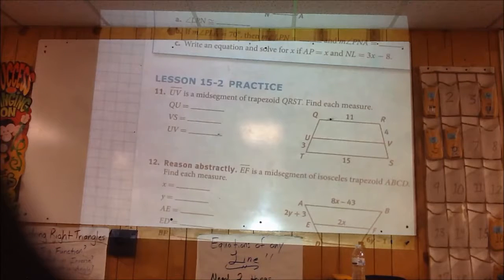So do you have any questions on the homework from page 212? Number 10, part C.